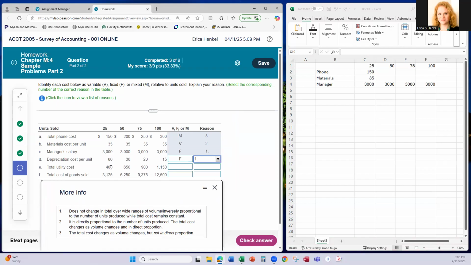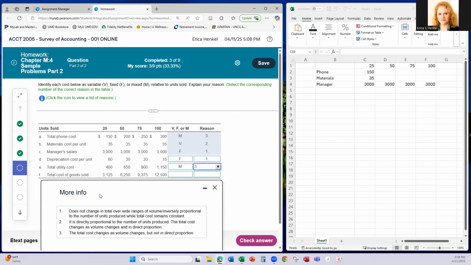Total utility cost, 400, 650, 900, 1150. So this goes up for 25 units. It goes up $250. In theory, then this should be 250 here. So this has to be another mixed cost where we've got like a base fee, and then it goes up on a per unit basis after that.